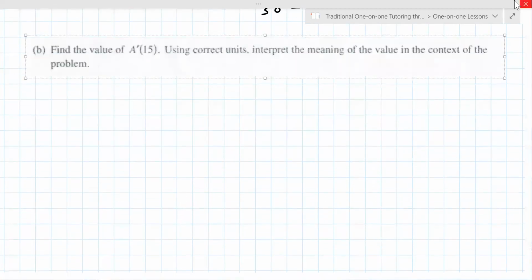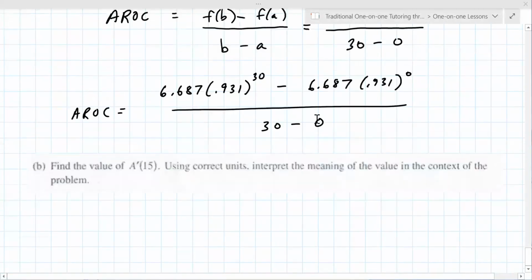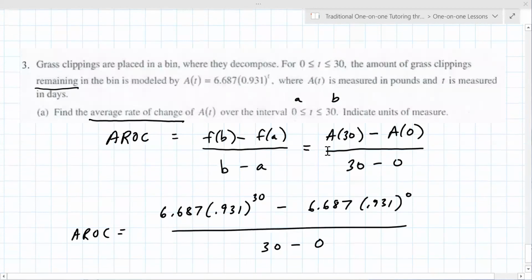Okay, part B says to find the derivative. And oh, I'm sorry, I did not finish this one. You have to give proper units. So the units are the units of y, which in this case is pounds, over the units of x, which is days. So, pounds per day.